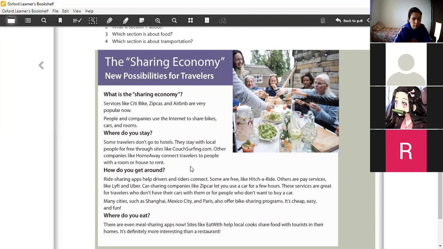How do you get around? Ride-sharing apps help drivers and riders connect. Some are free, like Reach a Ride. Others are paid services, like Lyft and Uber. Car-sharing companies like Zipcar let you use a car for a few hours. These services are great for travelers who don't have their cars with them or for people who don't want to buy a car.